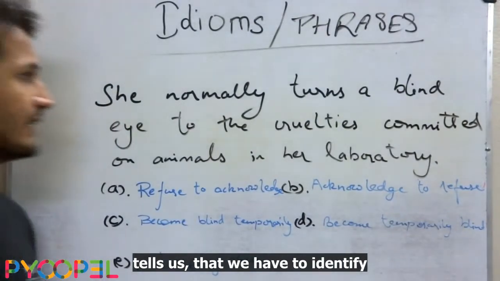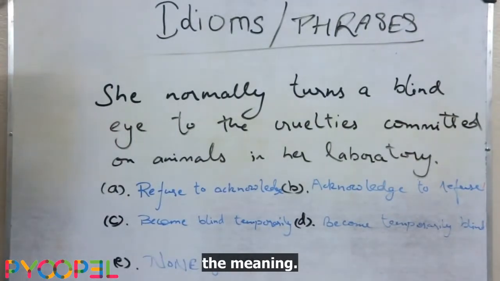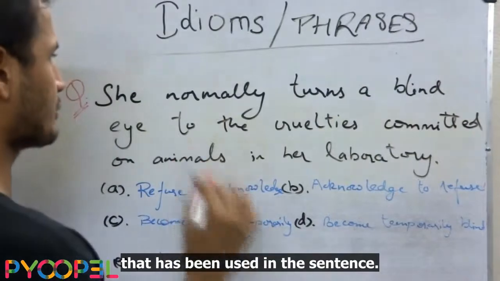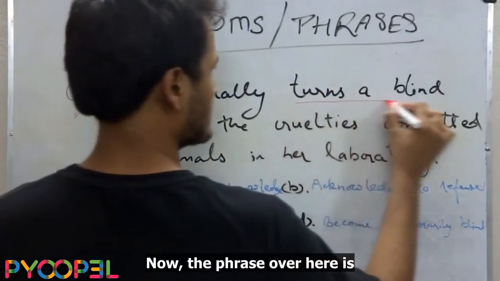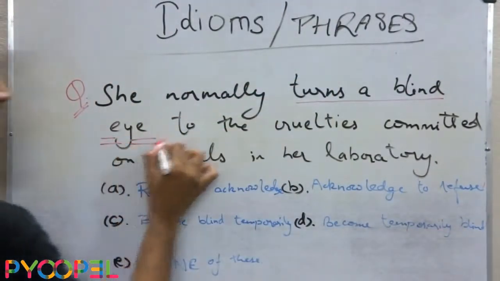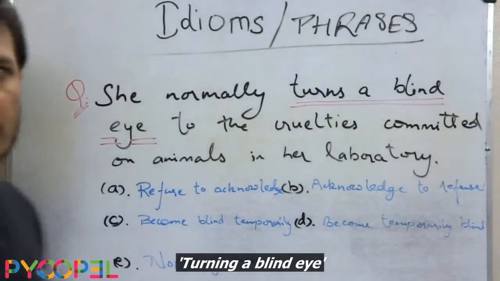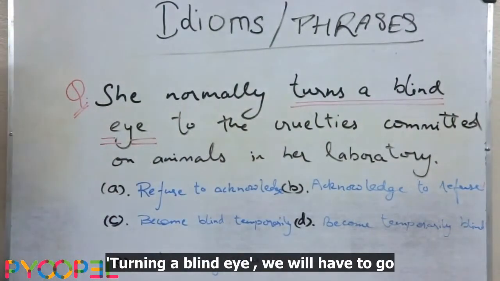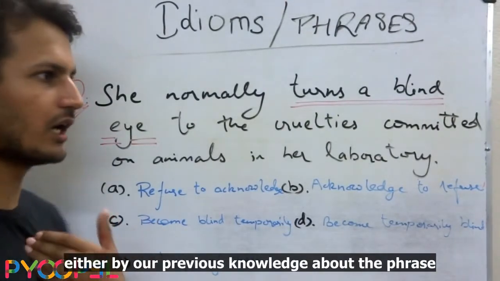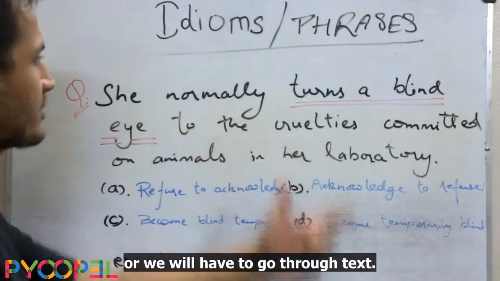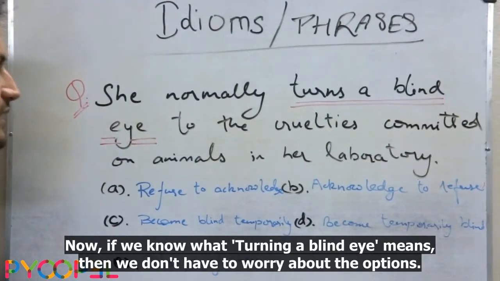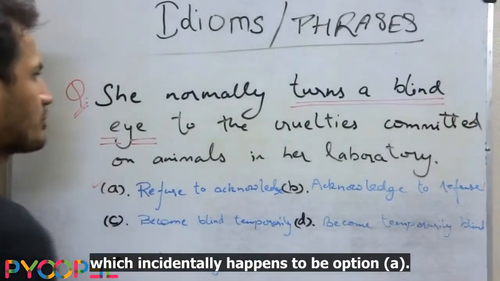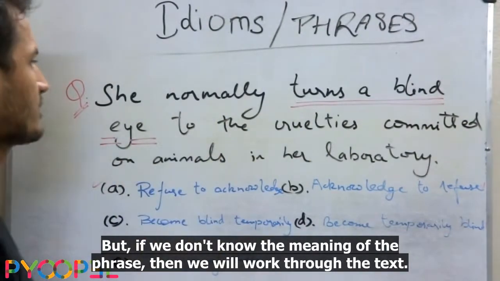So the first question tells us that we have to identify the meaning. This is the format in which you have to identify the meaning of the phrase that has been used in the sentence. Now the phrase here is turning a blind eye. When we have to find out the meaning for turning a blind eye, we'll have to go either by our previous knowledge about the phrase, or we'll have to go through the text. If we know what turning a blind eye means, then we don't have to worry about the options. We'll just choose the correct one, which incidentally happens to be option number A. But if we don't know the meaning of the phrase, then we'll go through the text.